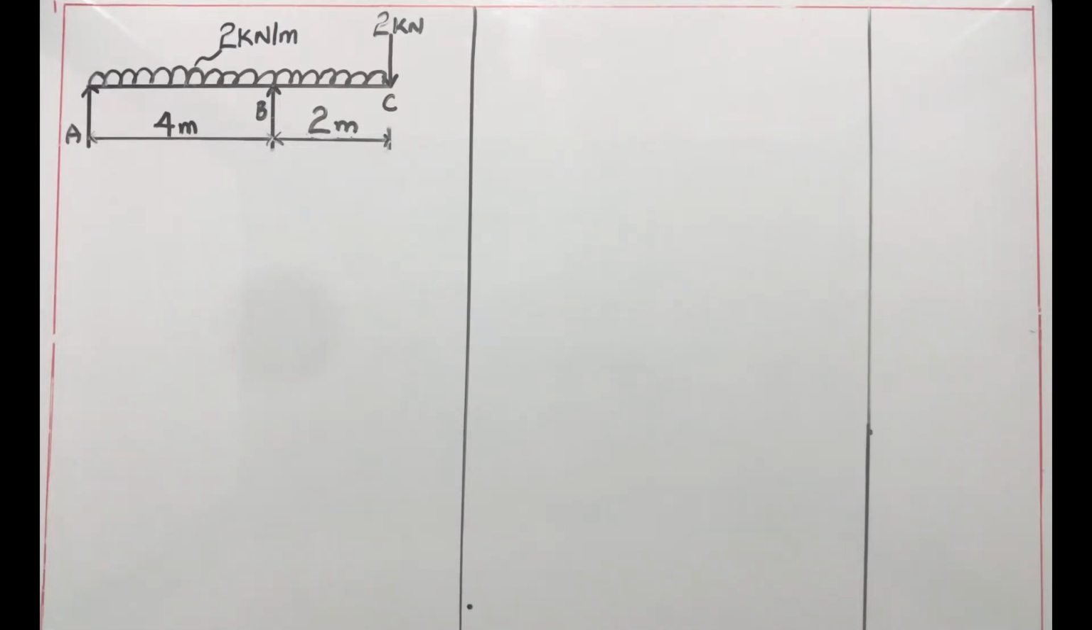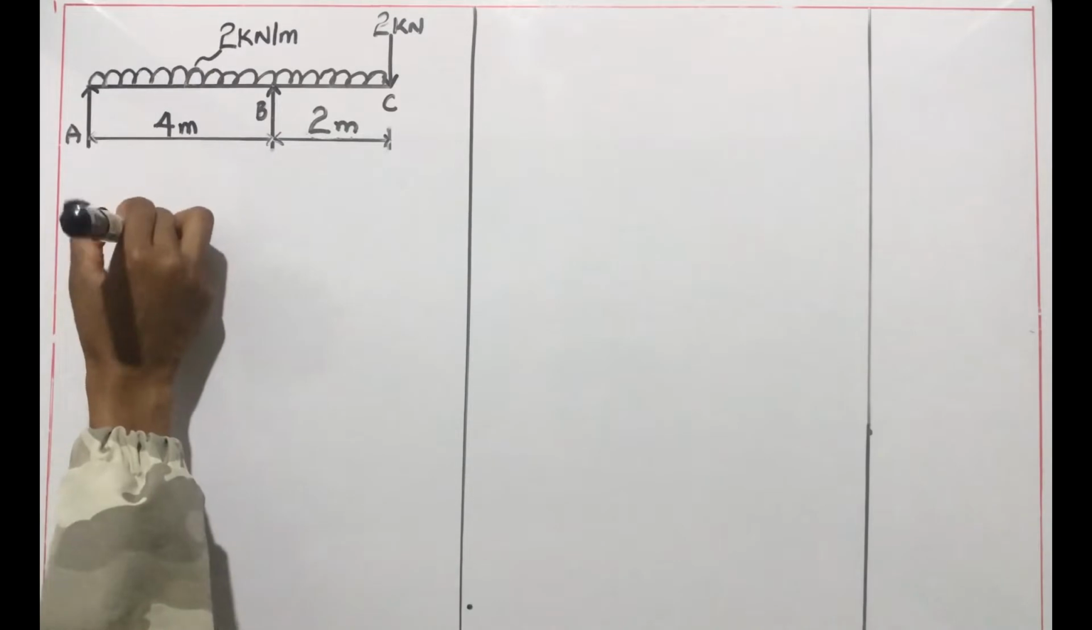In this video, we're going to solve for the shear force and bending moments and also draw diagrams for the shear force and bending moments of this beam. This is an overhanging beam. As you can see, there is no support at C. It's a free end. So we are going to solve for this beam right away.